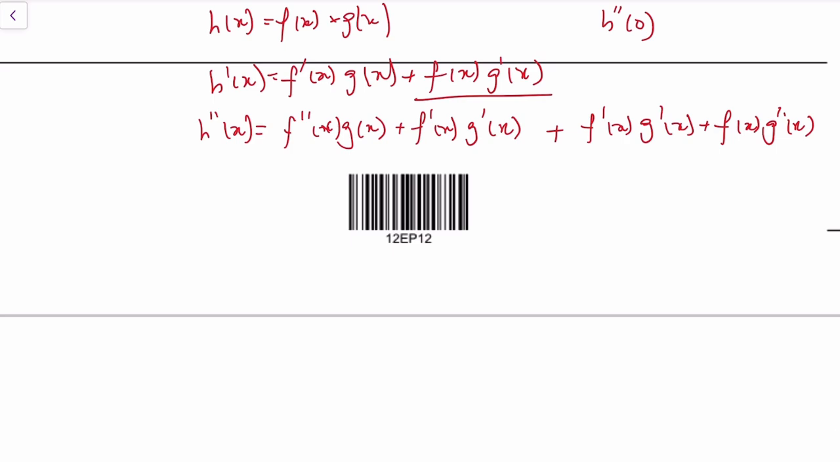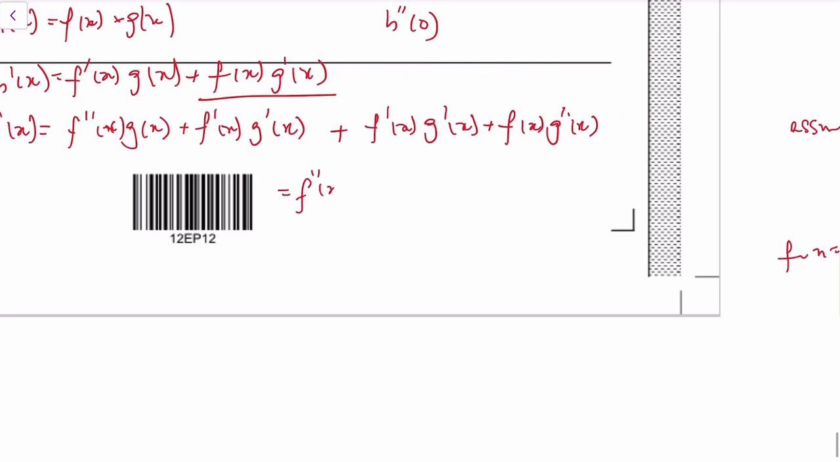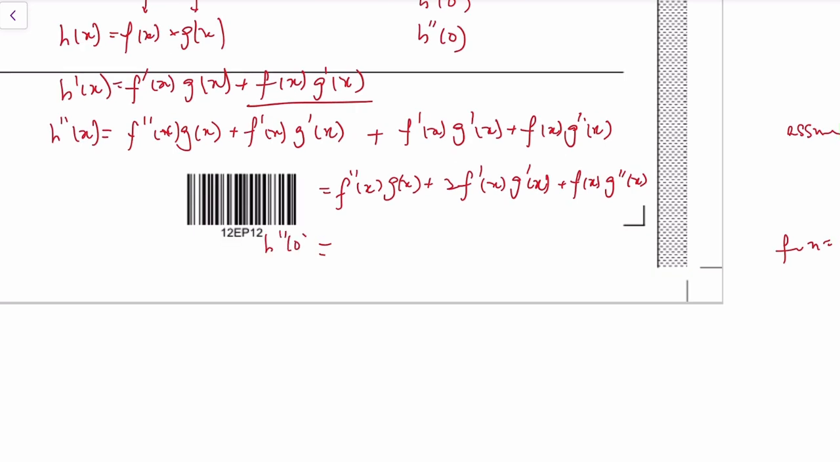Okay, yep, that should be right. So this is f prime prime x g(x) plus. So you can see doing repeated product rule is almost like doing an expansion. And that is actually a thing. It's called the Leibniz Theorem. So you plug in 0: f prime prime 0, g(0), plus 2 times f prime 0, g prime 0, plus f(0), g prime prime 0.